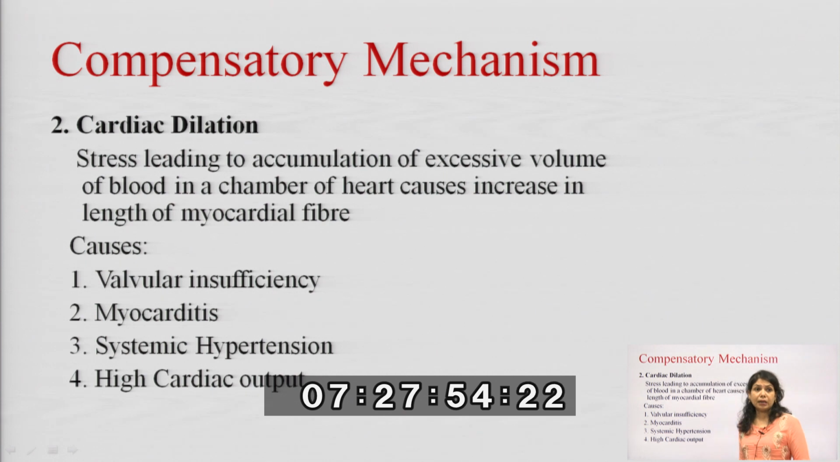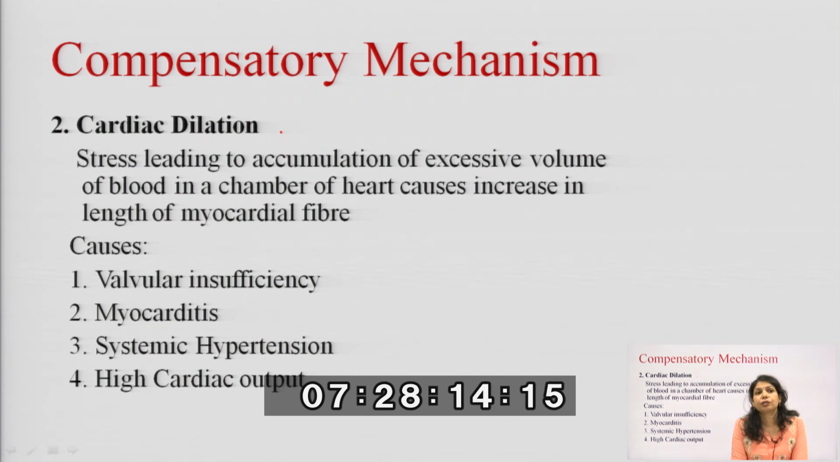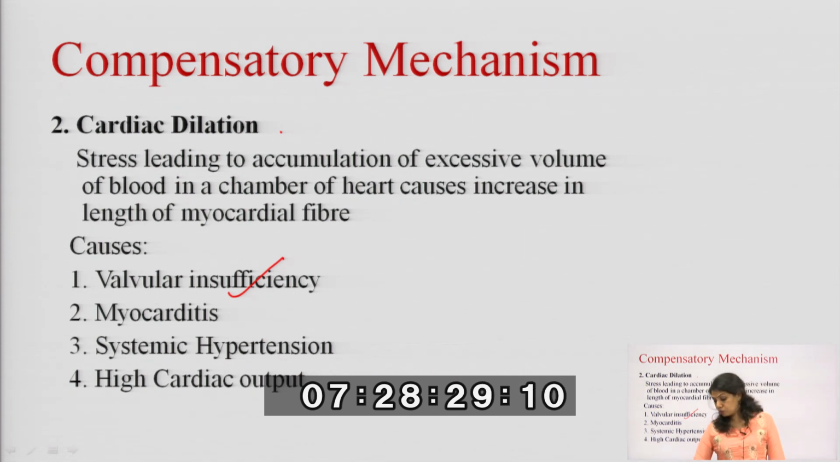Other compensatory mechanism includes cardiac dilatation. Cardiac dilatation is the stress leading to accumulation of the excessive volume of the blood in the chamber of the heart, and that leads to increase in the length of myocardial fiber. So, cardiac dilatation is also a compensatory mechanism. The causes may be some valve disease, where the valves are not functioning properly, or myocarditis, inflammation of the myocardial layer, hypertension or high cardiac output.